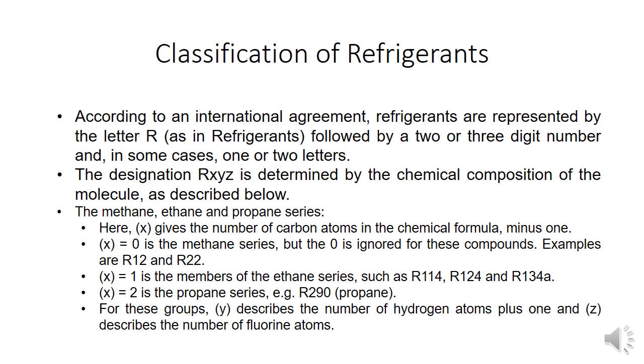Similarly, if X is equal to 2, then it becomes the propane series, like R290, the propane refrigerant. For this group, Y describes the number of hydrogen atoms plus 1 and Z describes the number of fluorine atoms. So what is X? X is the number of carbon atoms minus 1, Y is the number of hydrogen atoms plus 1, and Z is the number of fluorine atoms. C, H and F.